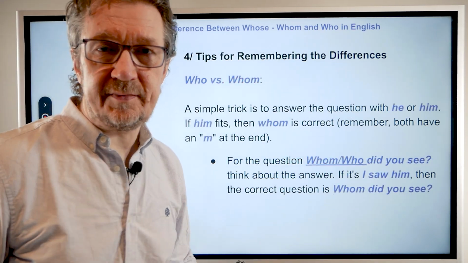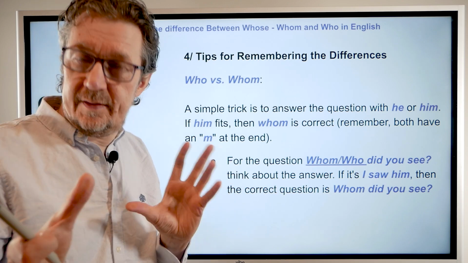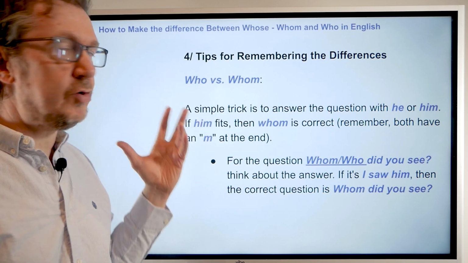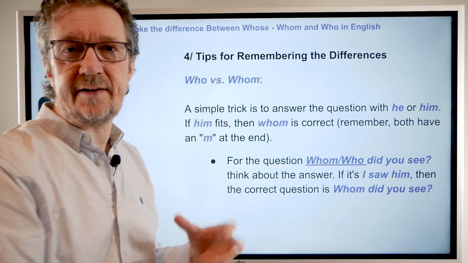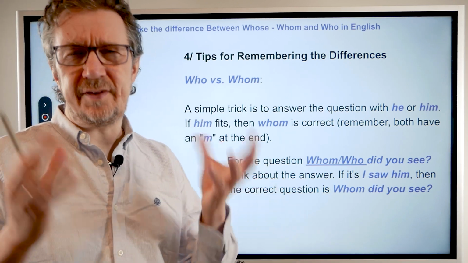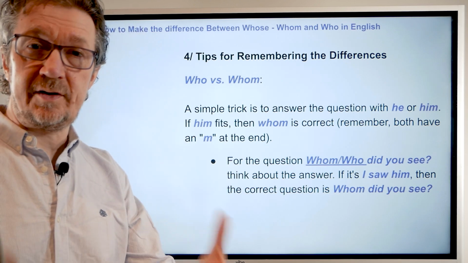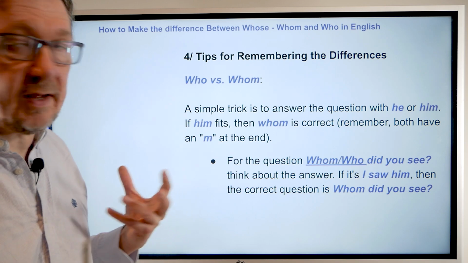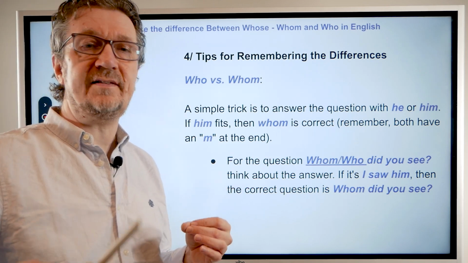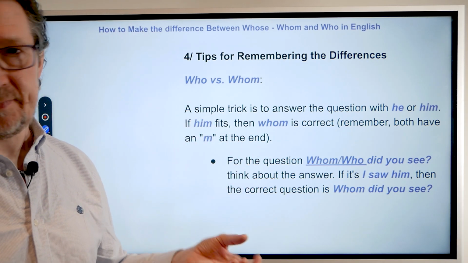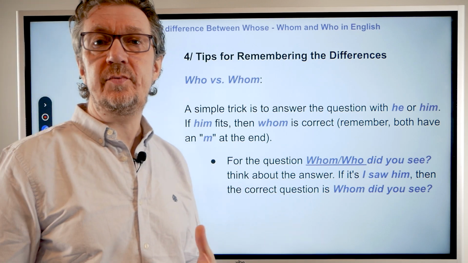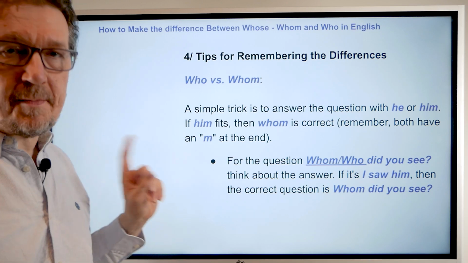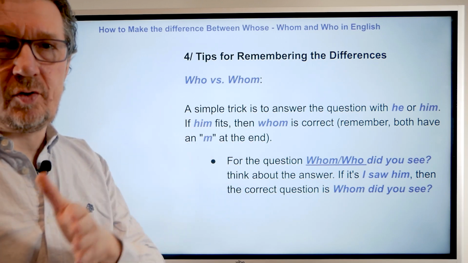Okay, so let's have a look at some tips and tricks to remember. There are ways you can remember. We've gone through them in the slides, and you can remember that who, for example, is for subject and whom for object. But this is sometimes a little bit complicated to think about. You can do a trick, and this is the way to find out. A simple trick is to ask the question, and then is the answer he or him? If it's him, then you will use whom for the question. Now remember, both end with him, whom.